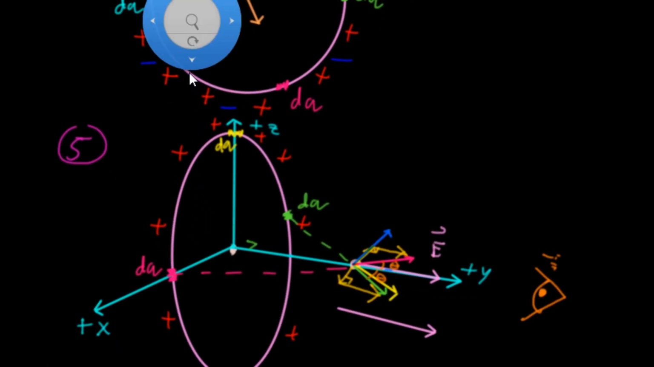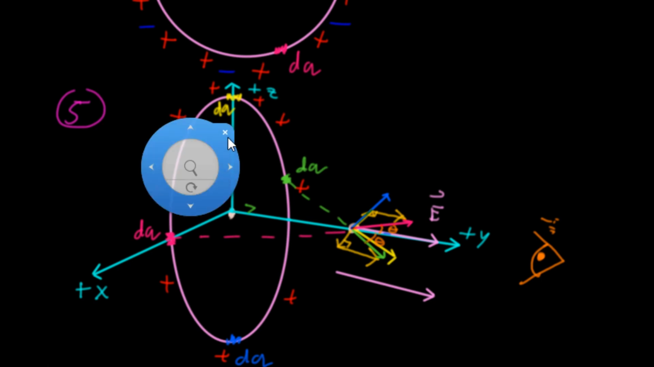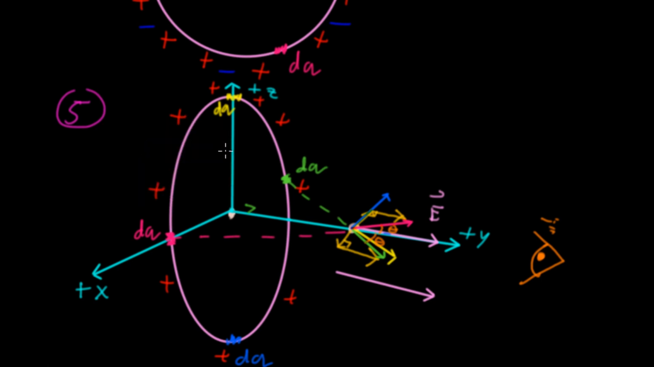Likewise, down here, you'd end up getting the same thing. So by making the charge distribution negative instead of positive, all that happens is that the directions of all of the electric field vectors end up reversing.